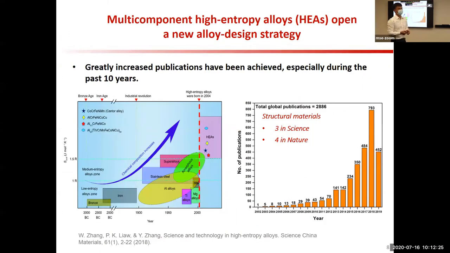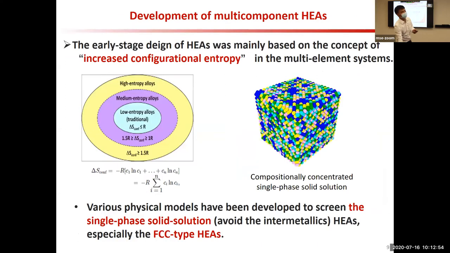And also from this figure, we can see that a lot of effort has been put into this field and the publications have gradually increased, especially during the past 5 years. For the field of structural materials, during the past 5 years, there are 3 papers published in Science and also 4 papers in Nature. And also there are many, many papers published in other top journals.